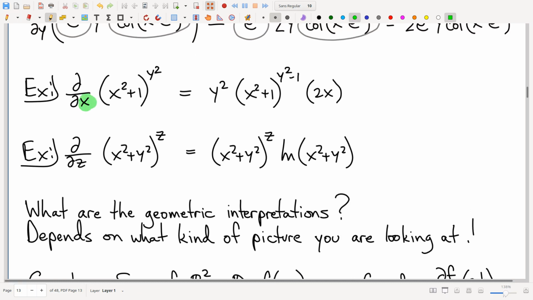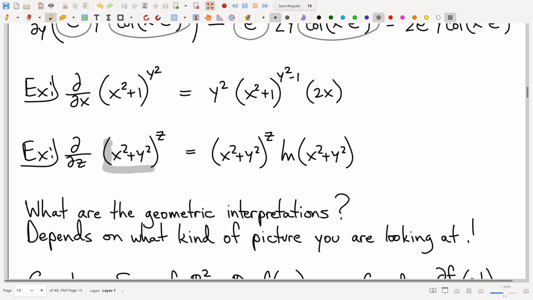Here we're taking a partial with respect to x. So what I have here is not a function to the power of a function. I have a function to the power of a constant. That exponent there is just a constant. And so you treat it like any other constant. You bring it down and you subtract 1, and don't forget the chain rule, take the derivative of the inside, right? I mean, it's nothing to it.